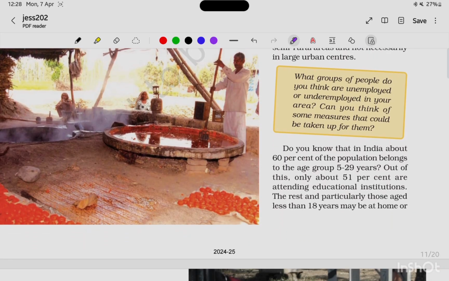Now, what groups of people do you think are unemployed or underemployed in your area? Can you think of some measures that could be taken up for them? No, I don't really know.